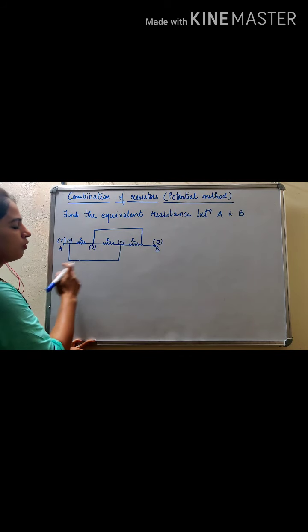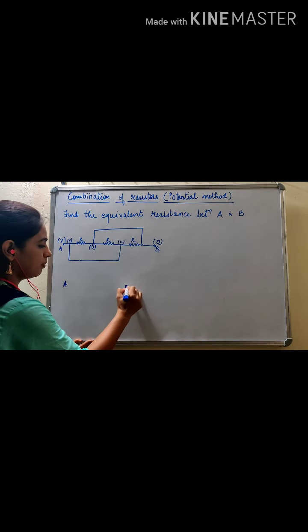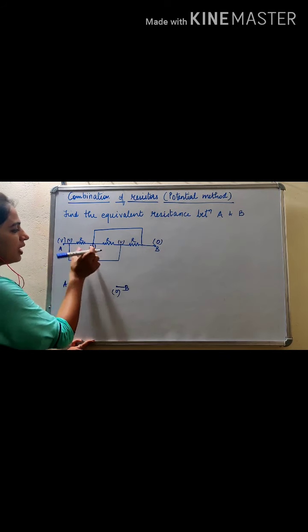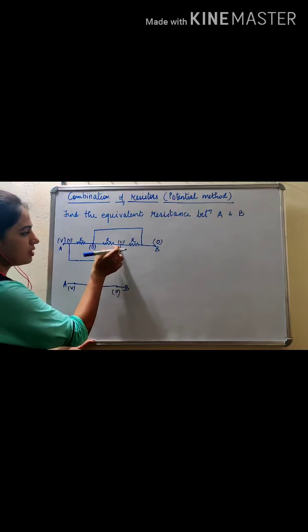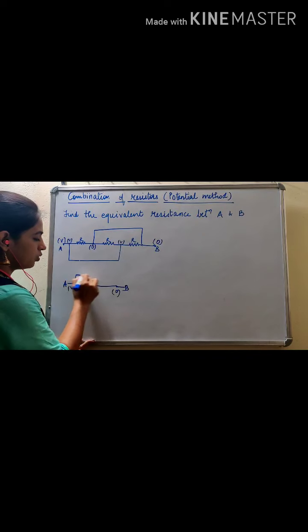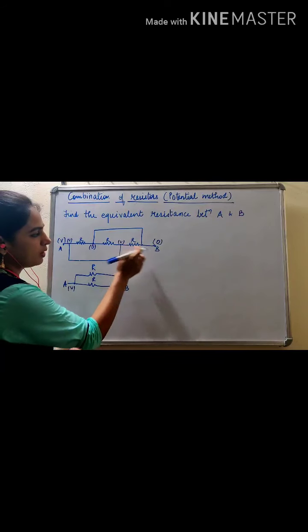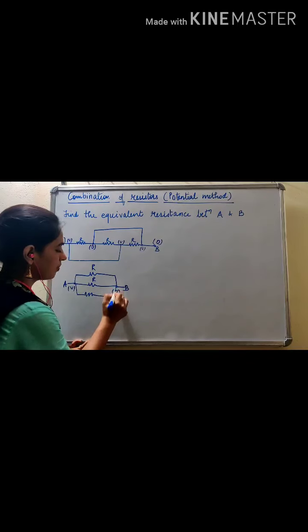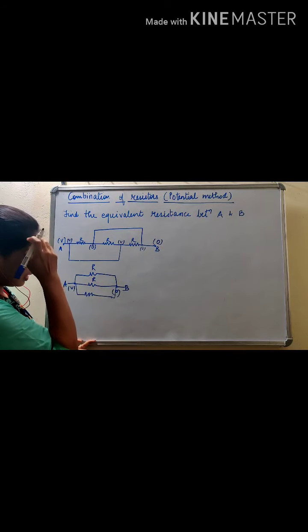So did we get the potential of all the points? Yes. Now we can redraw the circuit between A and B. A is at potential V and B is at potential 0. Between V and 0 we have this one resistor. This resistor is also between V and 0, so between V and 0 one more resistor. And this resistor is also between V and 0. In resistors, the terminal polarity doesn't matter.